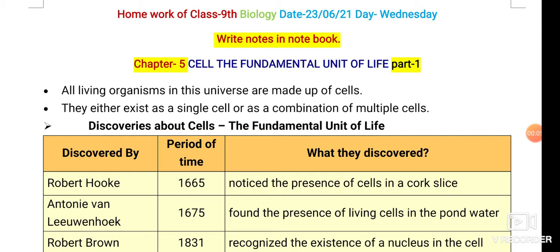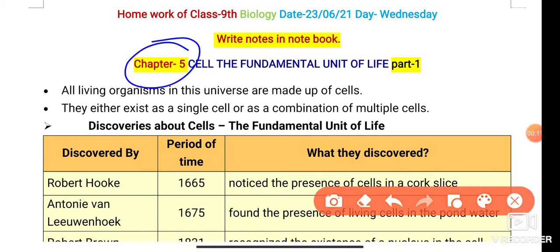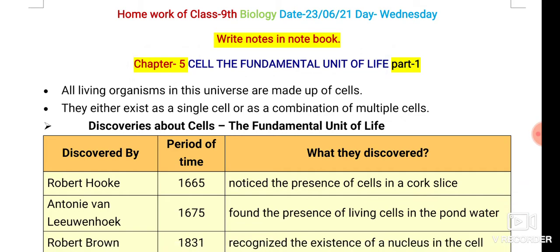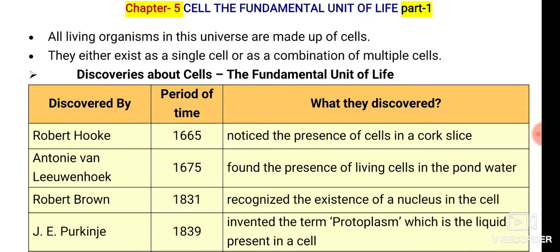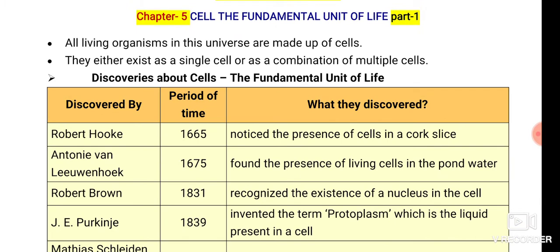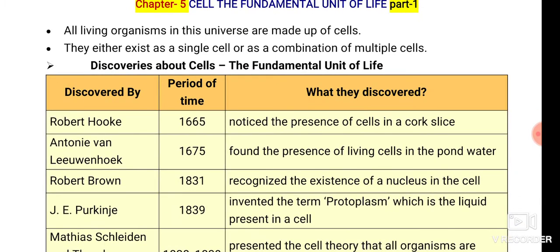So dear students, today we are going to start chapter 5 of class 9 science, that is cell structure and function, and say that cell is the fundamental unit of life. This is the first part of the chapter, and in this section we discuss cell and its related discoveries and its components. So first, we all know that all living organisms in this universe are made up of cells.